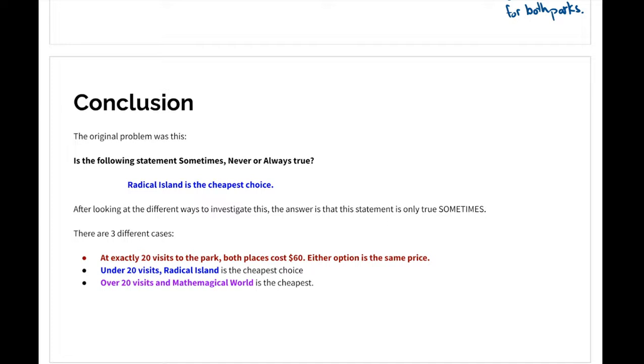We also found that under 20 visits, Radical Island is the cheapest choice. And then over 20 visits, Mathemagical World is the cheapest choice. So again, we've found these three different scenarios, so that means that it is sometimes true. So we'll circle it, highlight it, that's our answer. It's sometimes true.